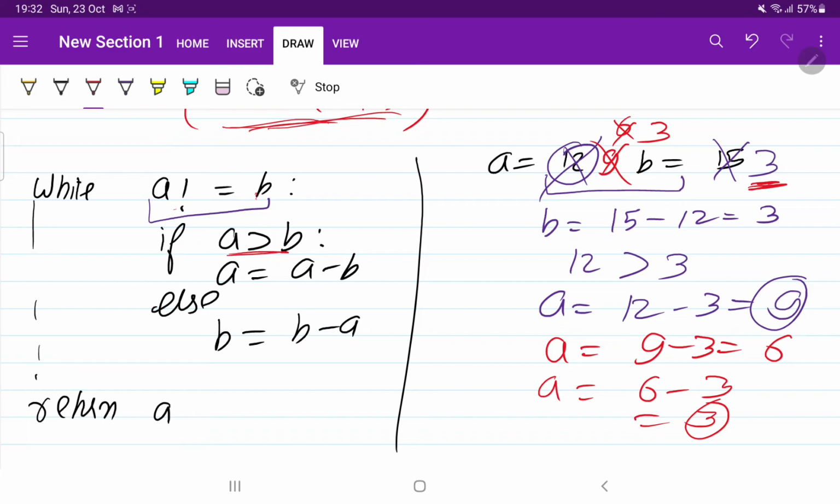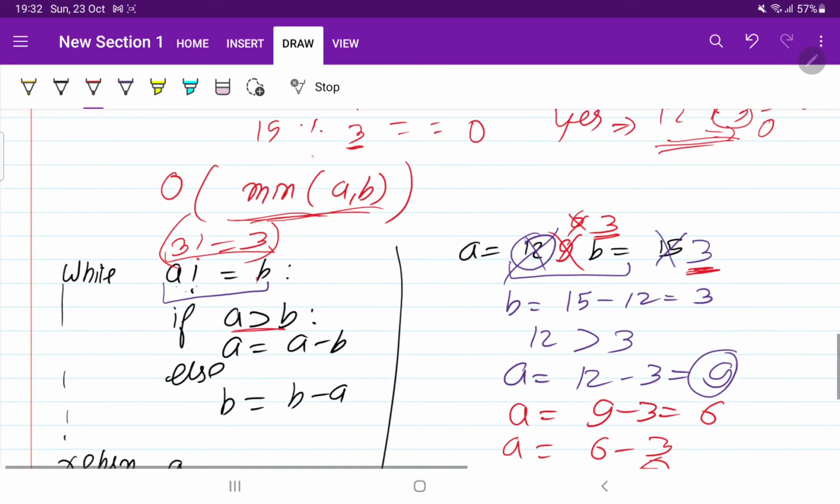B value is 3. Now when we come back, it says while A is not equal to B. But is 3 not equal to 3? No, this condition is false. 3 is equal to 3, so the given condition is not satisfied, and we will come out of this while loop. And then we return A. So what is A? A is 3.